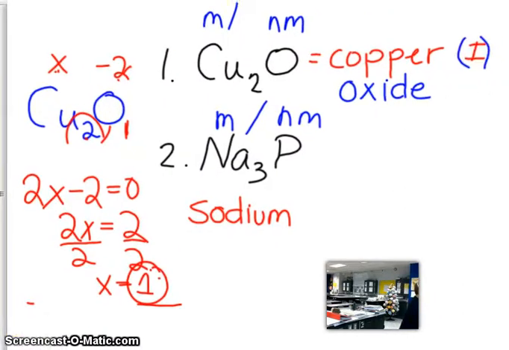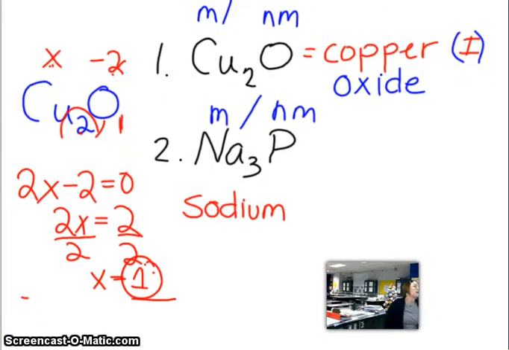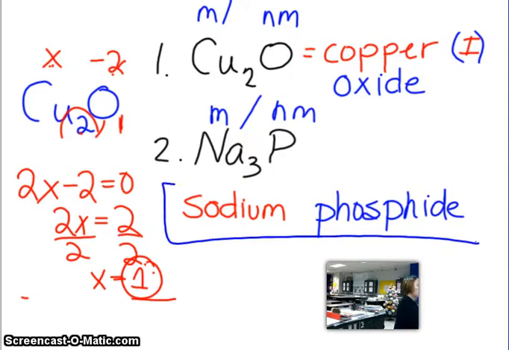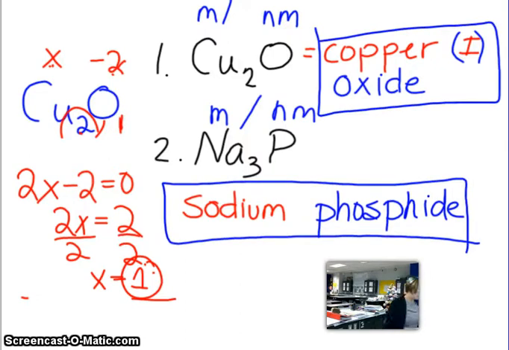Forget about the Roman numerals. Name your metal, name your non-metal, drop the ending, and add IDE. So this one would be called sodium phosphide. Okay?